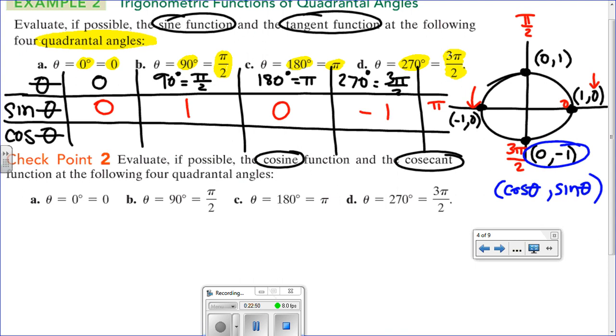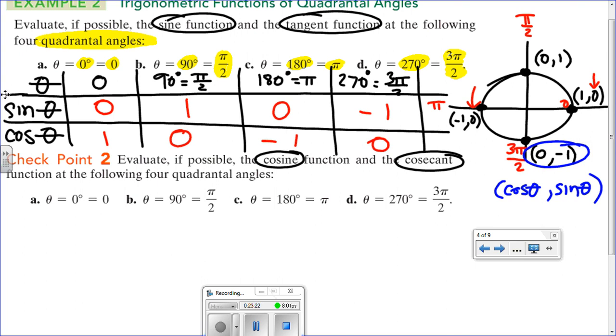Okay, Anna, what is the cosine of 0? Very good. Trisha, cosine of pi over 2? Who has an answer? Cosine of pi? Negative 1. Very good. Catherine, cosine of 3 pi over 2? 0. Very good. Great job.